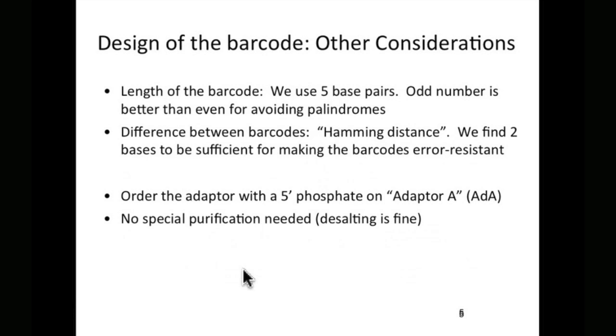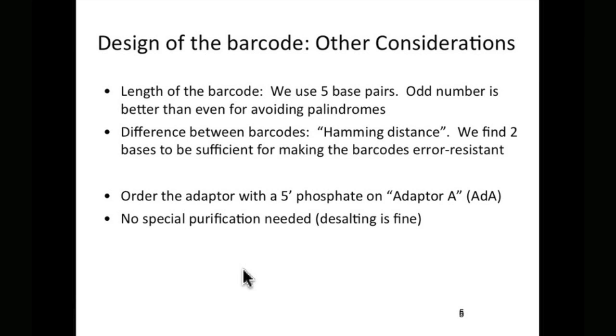So, other considerations when designing a barcode. The length of the barcode is important. We use 5 bases. An odd number is better than even for avoiding palindromes. Barcodes could be as short as 4 or a little longer if necessary. The difference, or the genetic distance between barcodes, is technically called the Hamming distance. We find that 2 bases is usually sufficient, but in some cases 3 bases is fine. But if you're using short barcodes and you try to make them too different, you won't have enough combinations.